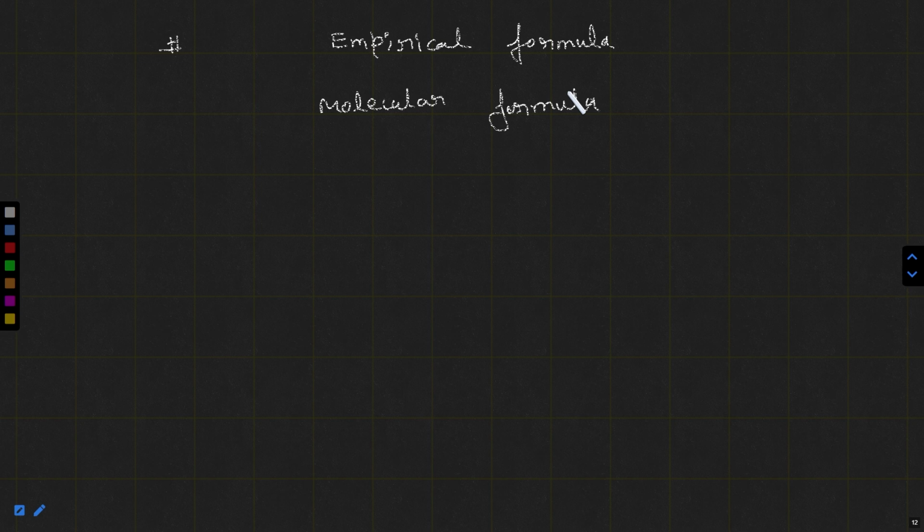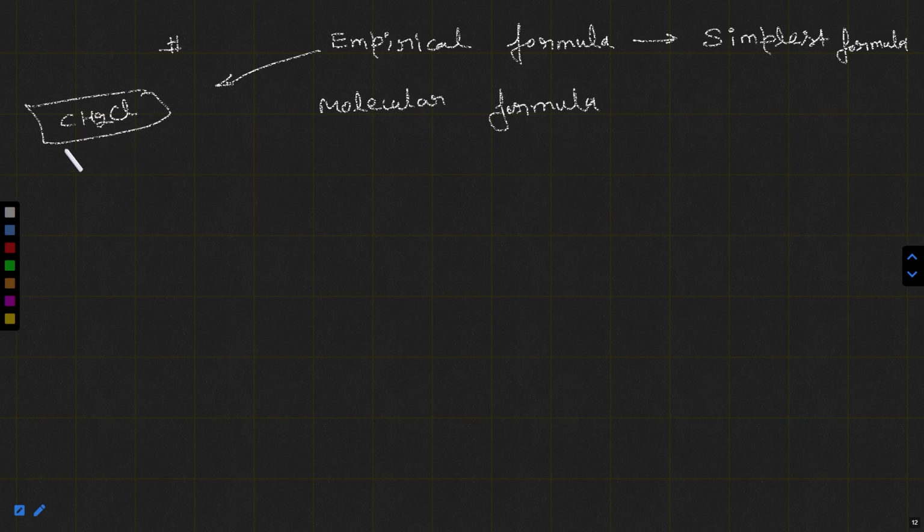The basic thing that I want to say here is that the empirical formula is the simplest formula. In this particular question, the empirical formula is CH2Cl. If you are wondering whether it is the simplest formula or the molecular formula, you can see carbon can make 4 valency, right? Carbon can make 4 bonds. And here you can see only 2 hydrogen and 1 chlorine. It means the valency of carbon is not completed, not satisfied.